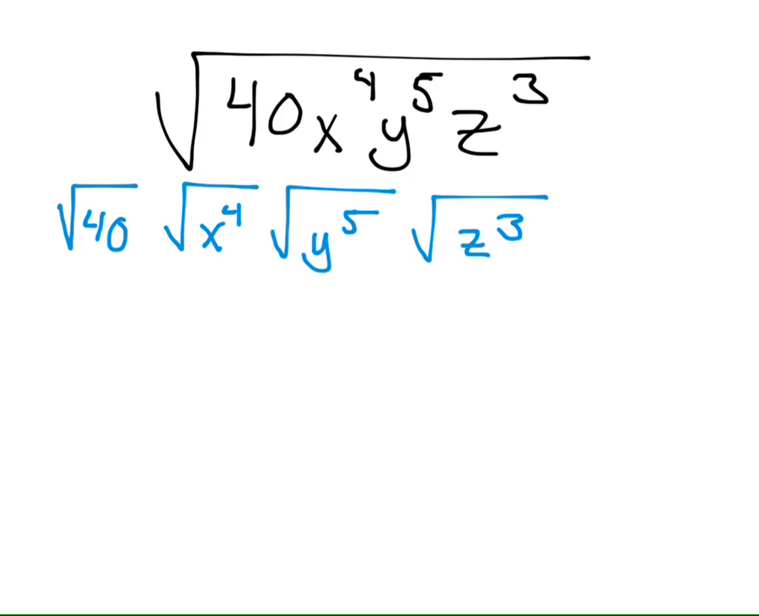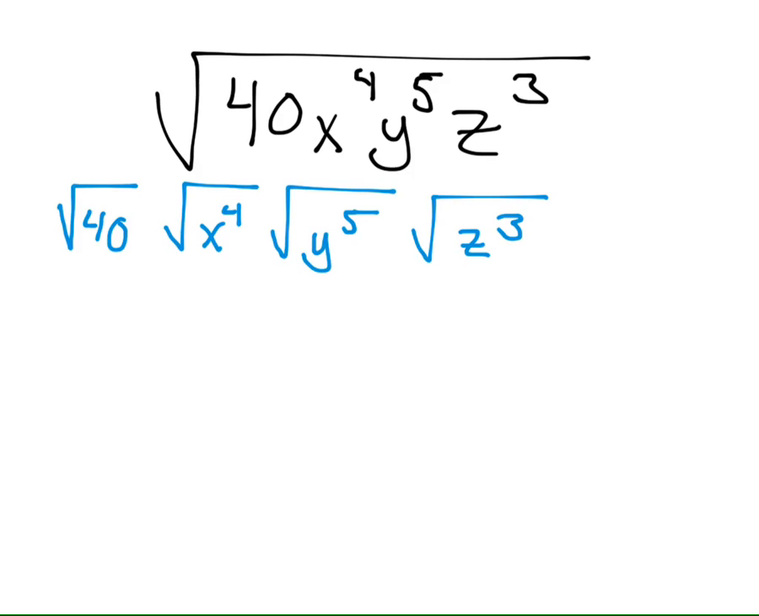So like that, whenever things are being multiplied under the square root, you can break them up separately. Maybe an easier way to look at it. And then just take it one step at a time. You can simplify square root of 40. What's square root of 40 going to simplify to?